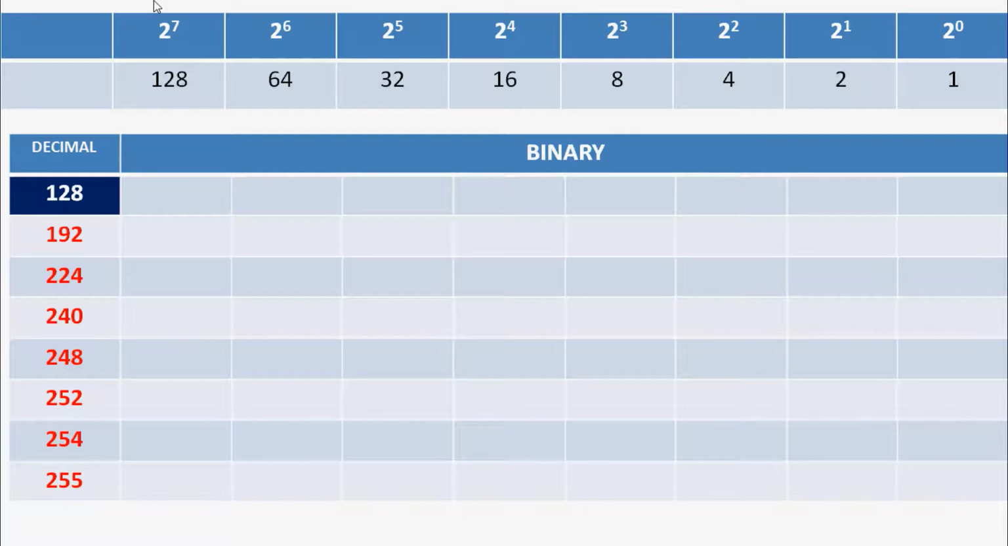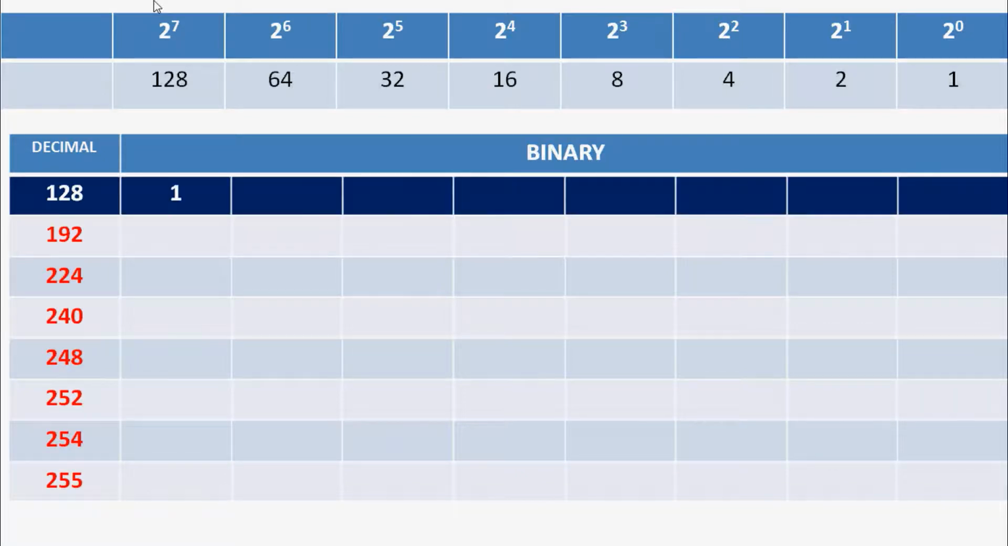First of all, we will see the binary value of decimal number 128. Already we have seen this binary value. We have to put 1 at the most significant digit, and the remaining 7 bits will be zeros.